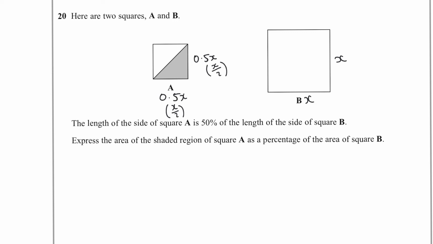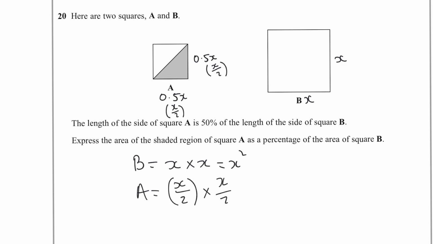Now we're going to work out the area of B. So the area of B is just going to be length times width. So that's x times x, which is x squared. The area of A is going to be x over 2 multiplied by x over 2. So then remember, with fractions, times the numerators together, so x squared, and the denominators together, over 4.